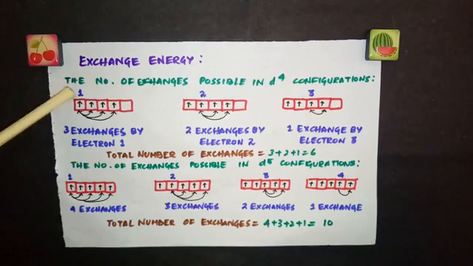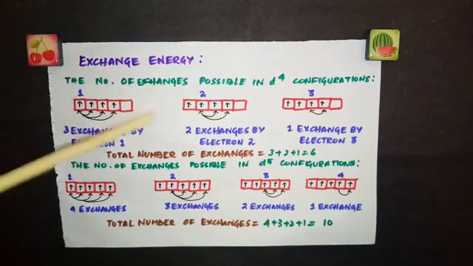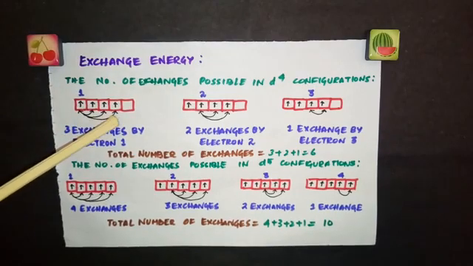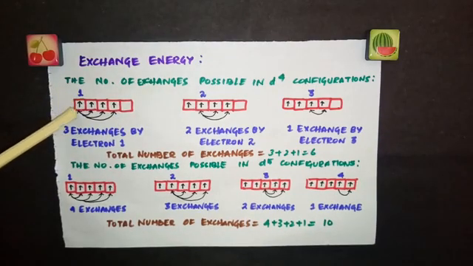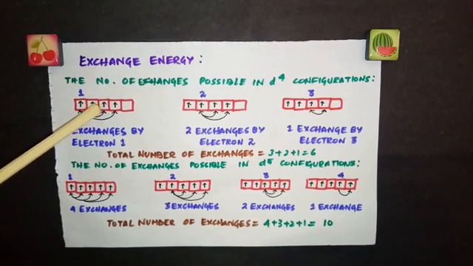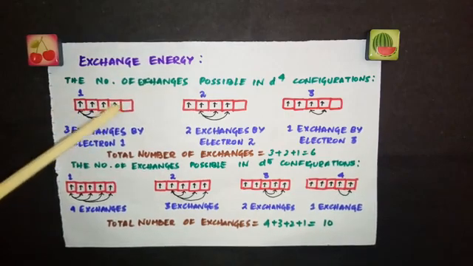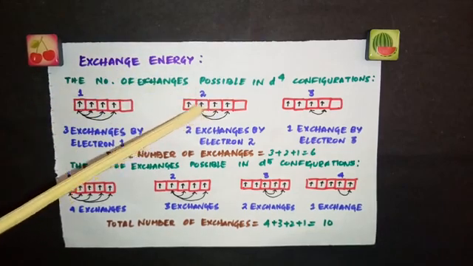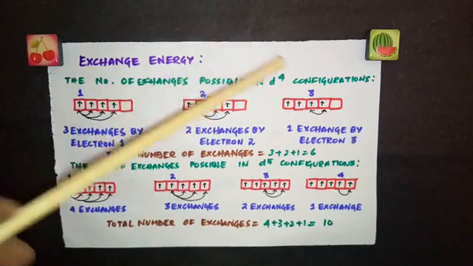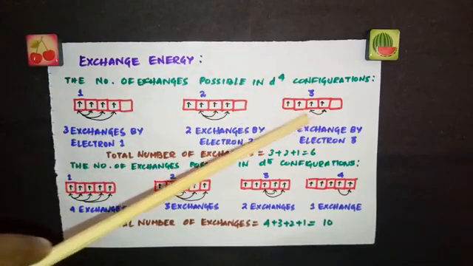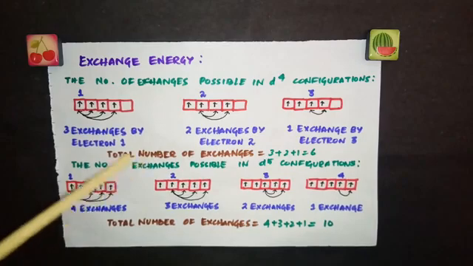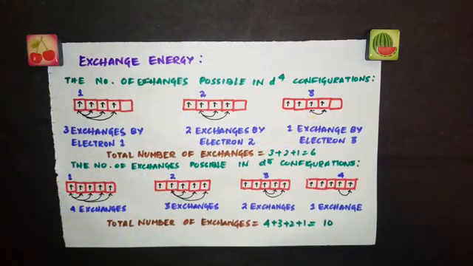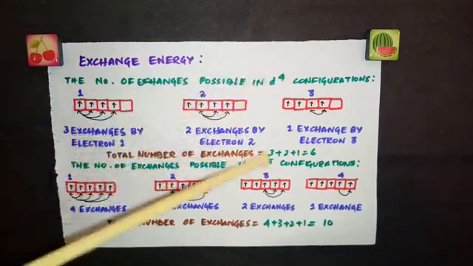Here the number of exchanges possible in d4 configuration is written. See, when you say d4, there are 4 electrons in the d orbital. So the first electron can have 3 exchanges. See, it can go to this, here, here. So there are 3 exchanges possible for the first electron, and for the second electron, 2 exchanges are possible. For the third electron, 1 exchange is possible. So the total number of exchanges is 3 plus 2 plus 1, 6 exchanges. So the number of exchanges possible in d4 configuration is 6.